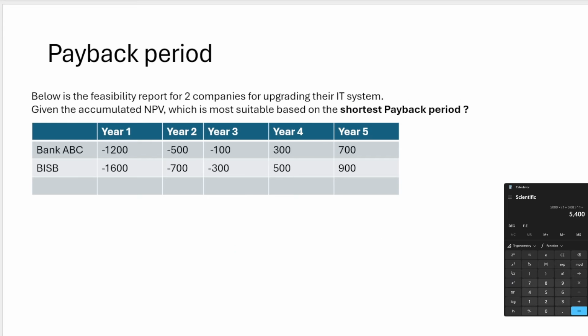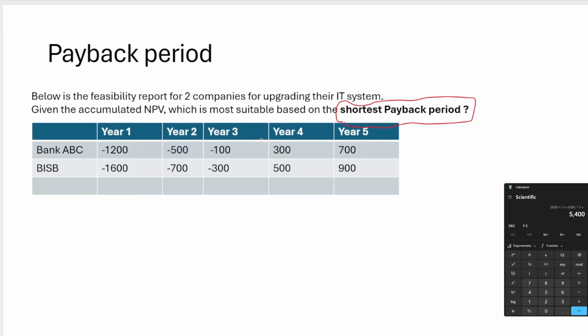Okay, now let's calculate this question. This is very similar to what you might have done in the project. This is also an example taken from the Excel sheet. We'll walk through it together to see how to calculate the shortest payback period. So let's look at this scenario. There are two projects that we want to invest in or want to upgrade the systems for. Okay, and you've been given the accumulated NPV. So which one is the most suitable based on the shortest payback period? You want to know which has the shortest payback period. So which project should I invest in, the bank ABC or BISP?